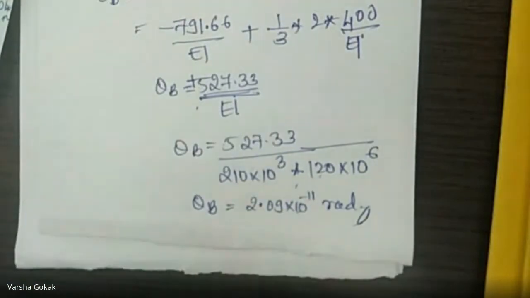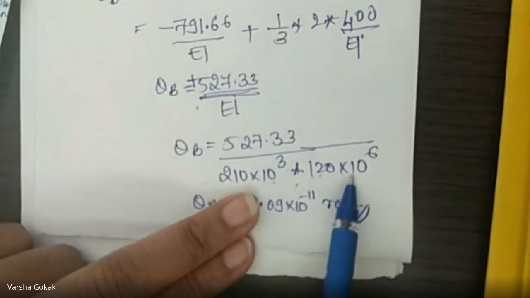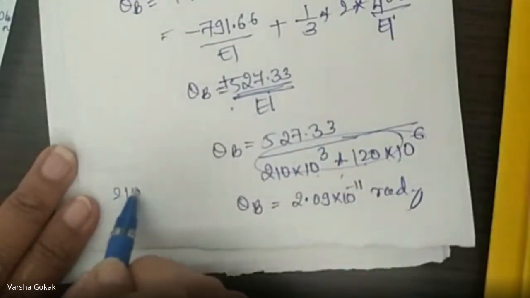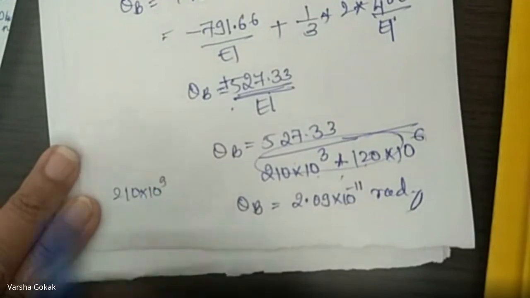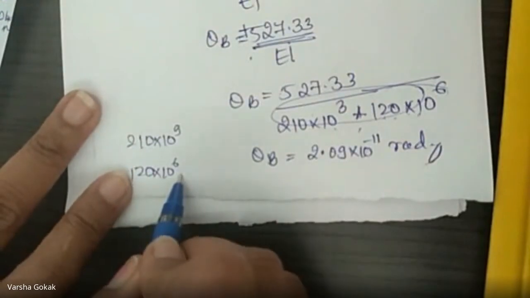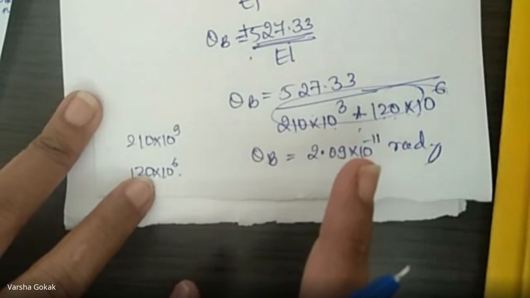Just check one second, because one thing is very clear. Or convert this into meter. If I want to change this, what I can do is keep 210 into 10 to the power 9, and 120 into 10 to the power 6 is in mm raised to 4. I want it in meter raised to 4. So when you are converting mm to meter, what do you do? Do you divide or multiply?